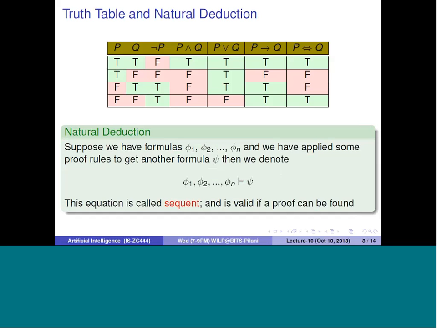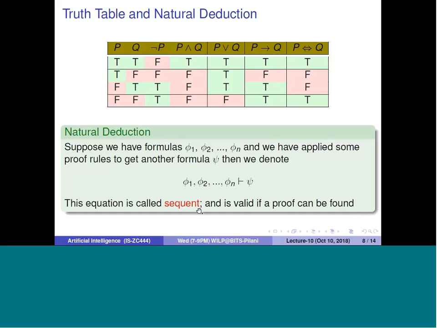Then we can denote that phi1, phi2, up to phi-n are giving you this psi. They are deriving psi. These are the facts that you have, and then you apply something, and from the various phi's you get psi. This whole thing, using these facts to find psi, is called the sequent.